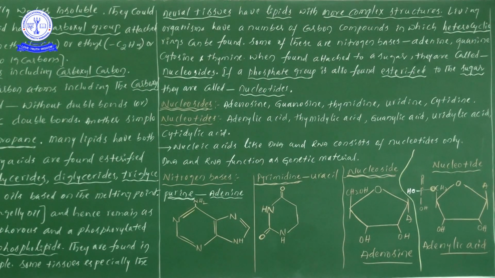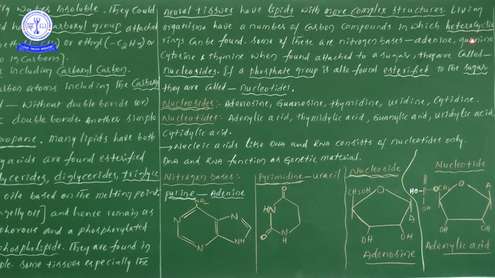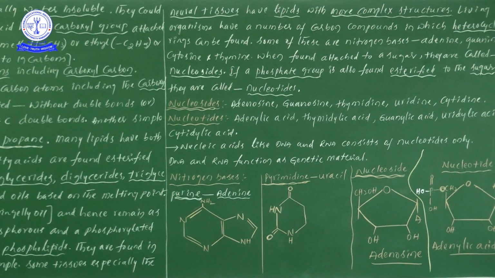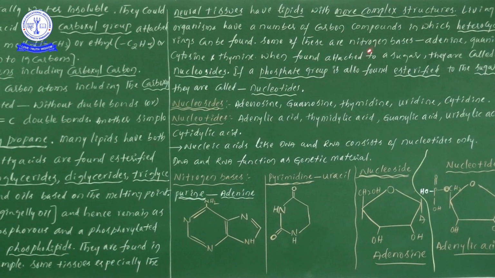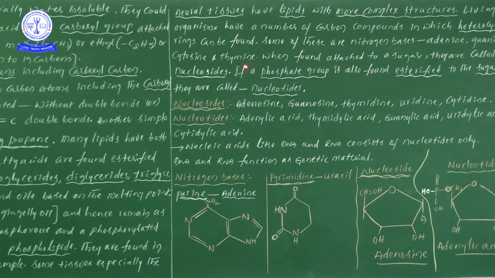Where can we find them? In DNA. One more time: what are the types of nitrogen bases we find in DNA? Adenine, guanine, cytosine, thymine. Suppose you take RNA, what are the nitrogen bases present? Everything except thymine. Thymine is not present in RNA. Instead of thymine, we will find uracil in RNA.